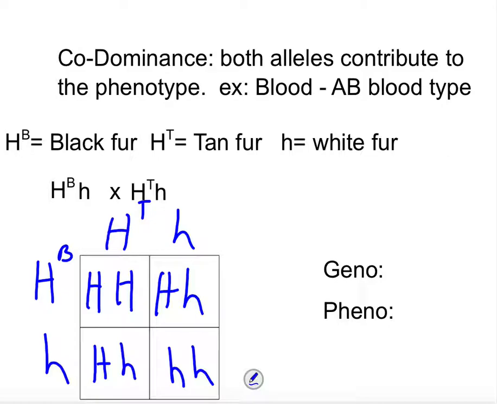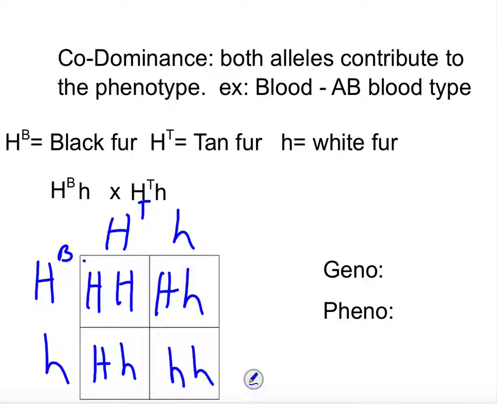We have a parent here that's H^B, little h, that has black fur, and H^T, little h, for tan fur. Now when we fill out the Punnett square, as you can see, I started to do this already. It's just like any other type of Punnett square, where I bring down the H's and the little h's.